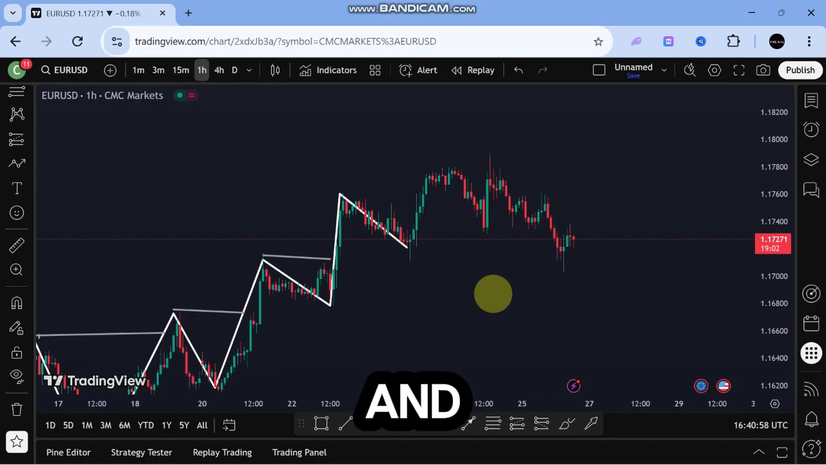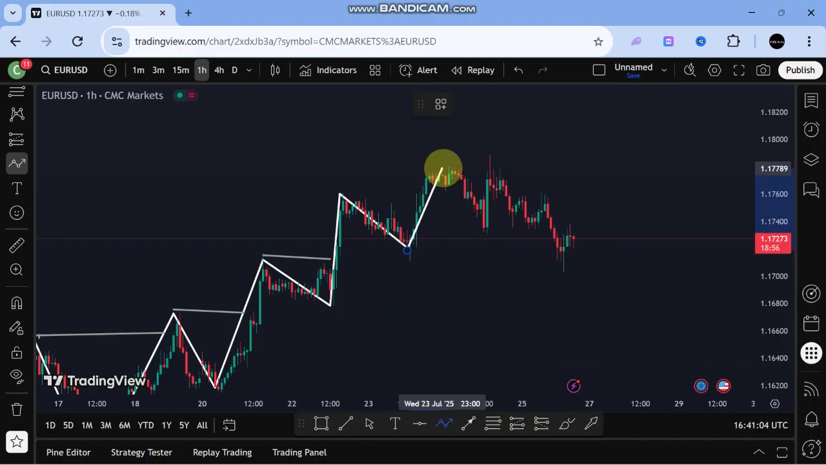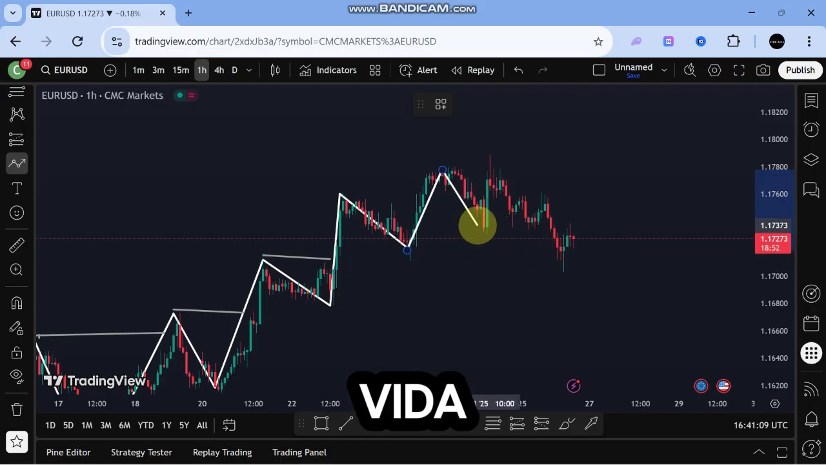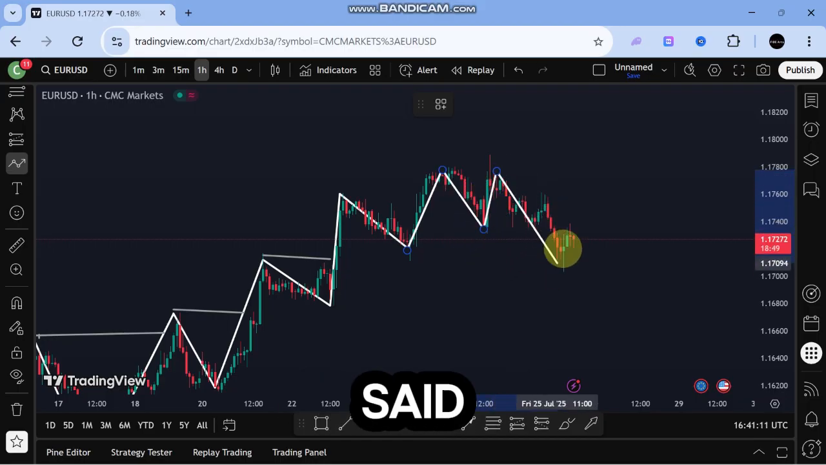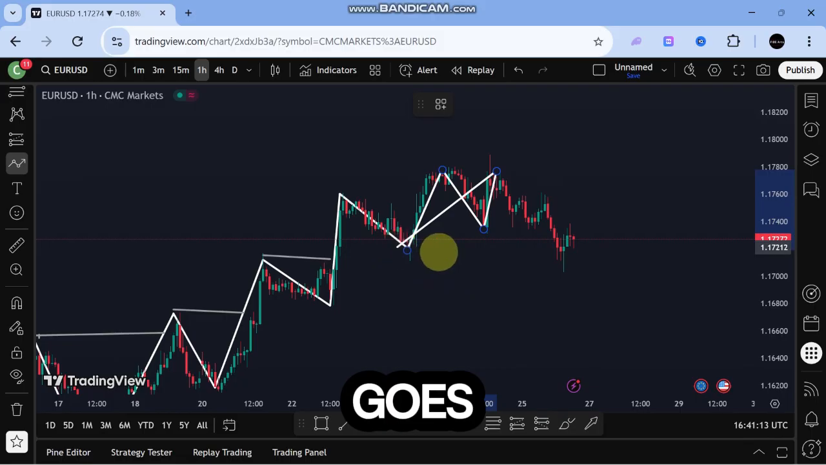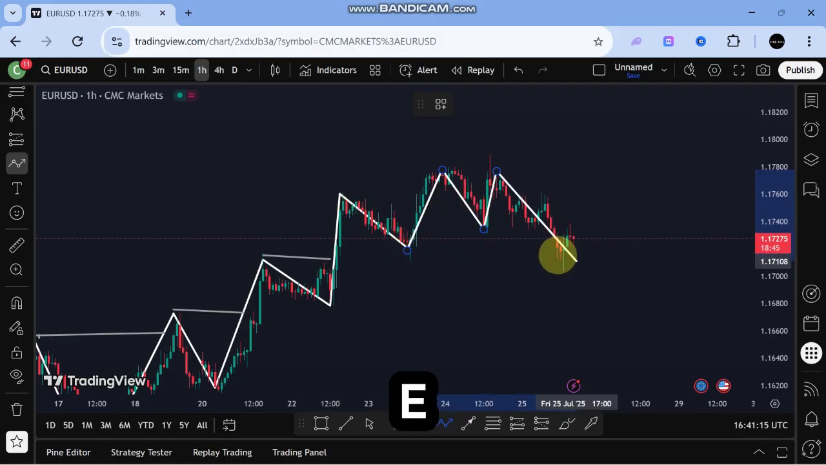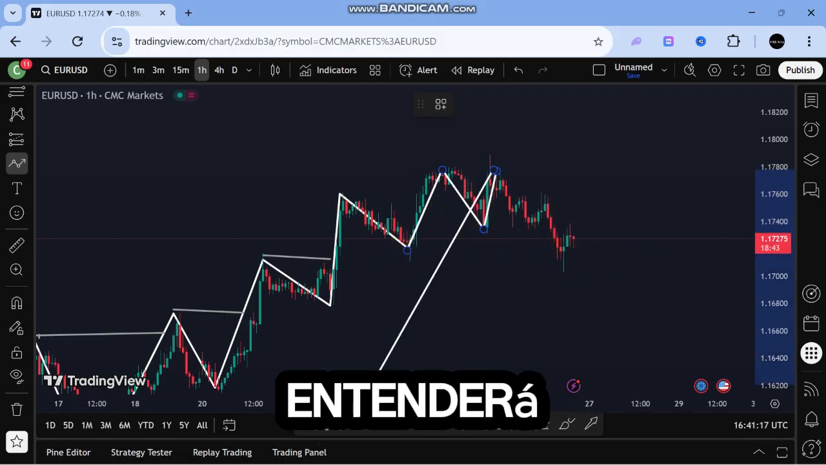Then we get to this place where price is still consolidating. You can see price created this particular high at this place. Price is consolidating around this place until price goes above and creates a new high. If you understand market structure, you understand that. Let me move this.